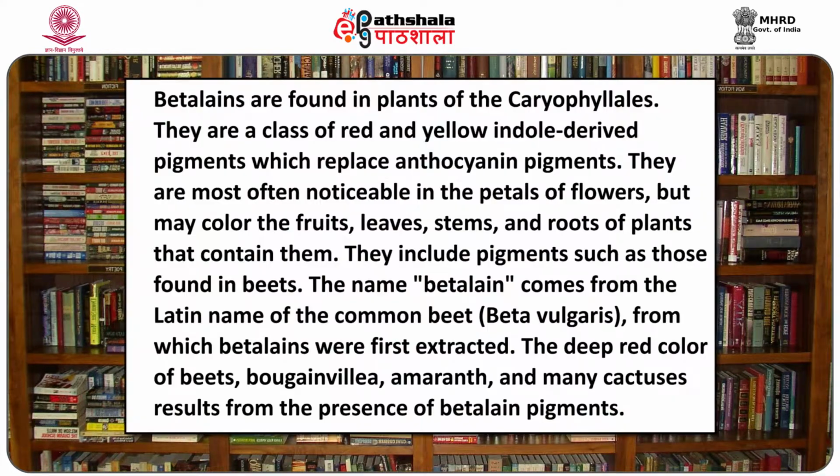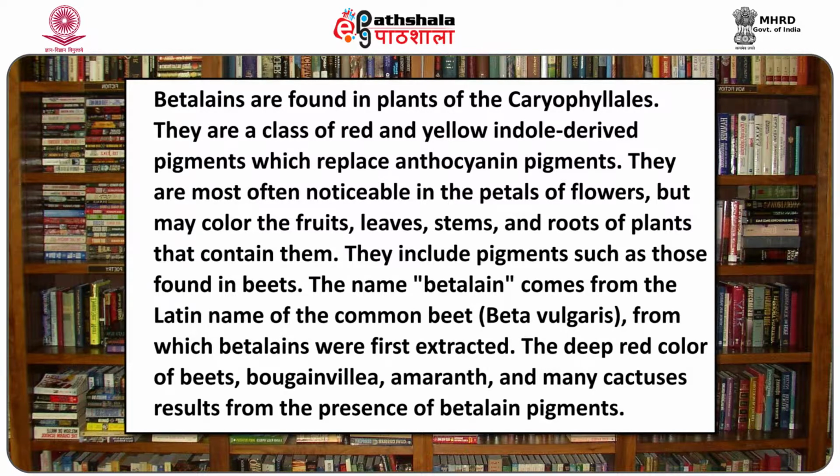Now, let me discuss betalains. Betalains are found in plants of the Caryophyllales. They are a class of red and yellow indole-derived pigments which replace anthocyanin pigments. They are most often noticeable in the petals of flowers, but they may color fruits, leaves and other parts of the plant. They include pigments such as those found in beets.